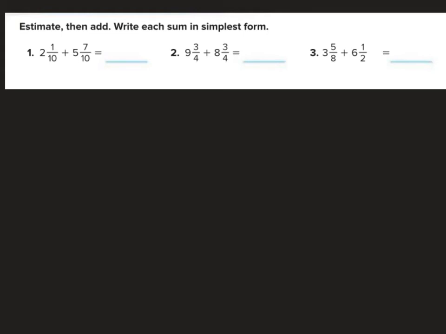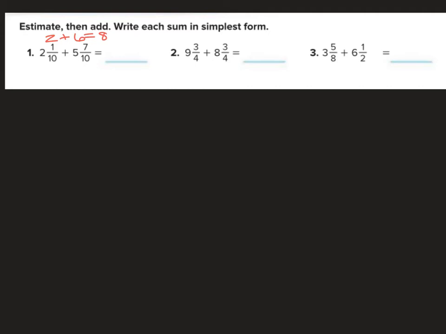Estimate, then add. Write each sum in simplest form. Okay. Estimate, this would be about 2, this would be about 6, right? 7/10 is more, so our estimate is going to be 8. See how quick that was? Doesn't have to take a long time.